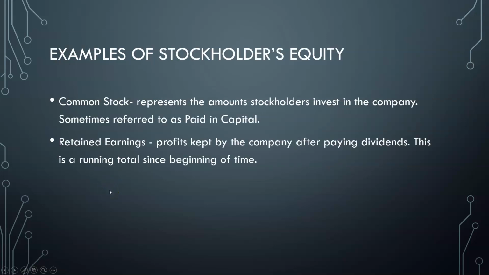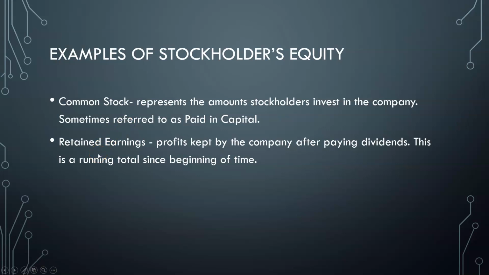Then when we are looking at stockholders' equity, you're only going to notice two types of items. The first one is called common stock. Common stock represents the amounts stockholders invest in the company, sometimes referred to as paid-in capital. And I'll have a slide later that explains what paid-in capital is and how common stock is the only thing that we know under paid-in capital. Common stock is actually certificates of ownership that the company issues when investors invest in the company.